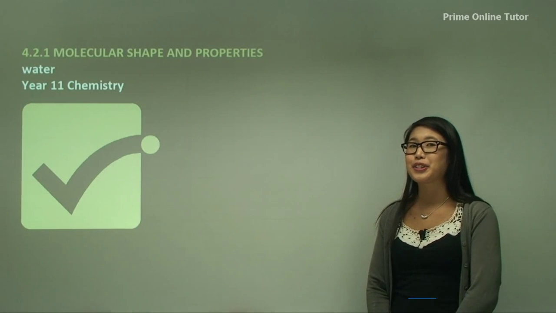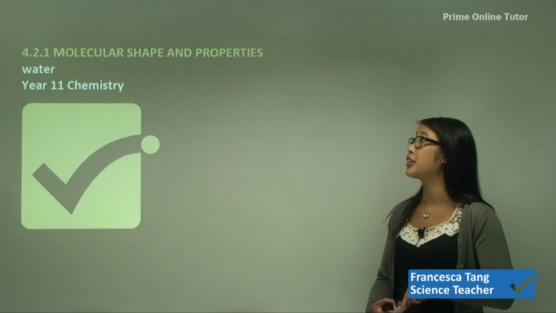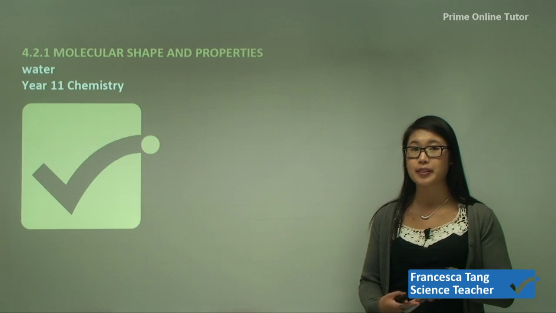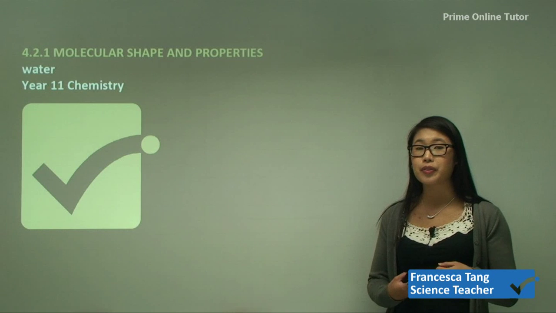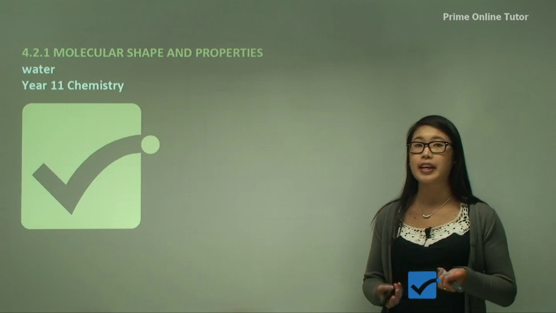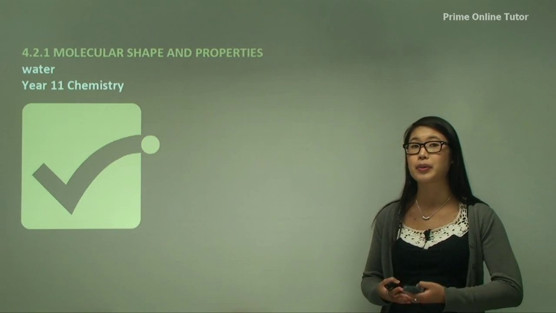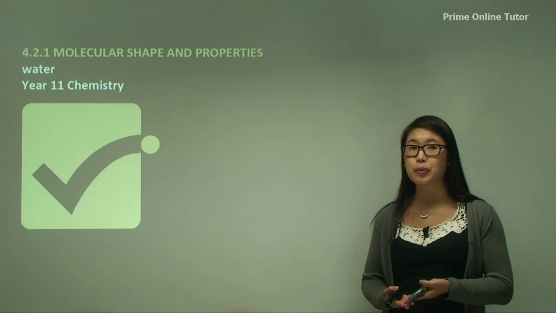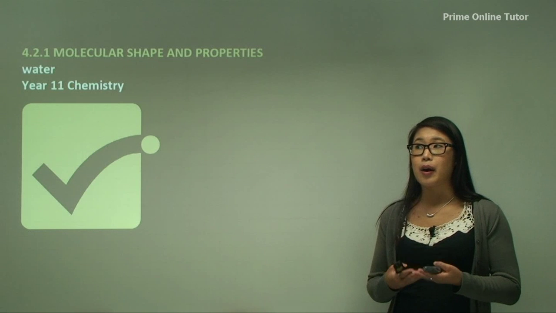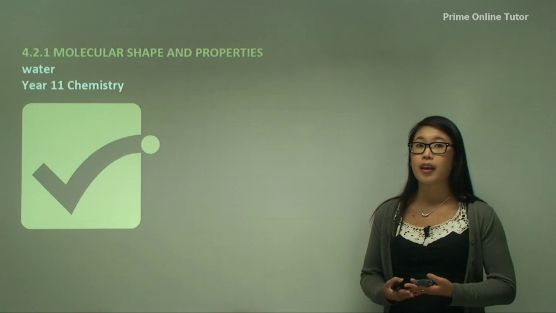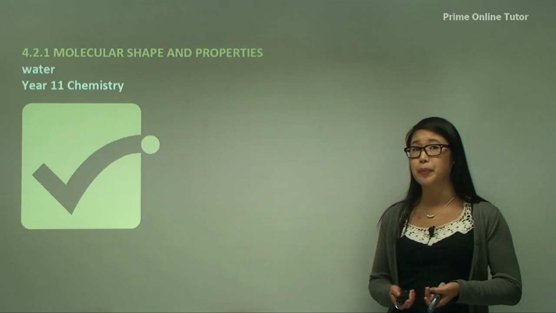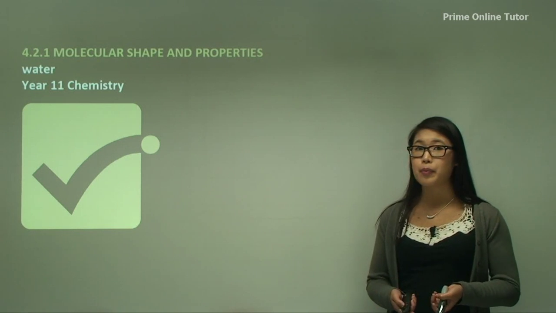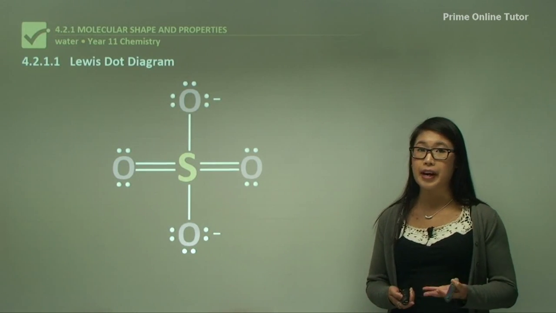Hi guys, so today's lesson we'll be looking at molecular shape and how this relates to its properties. The molecular shape is really important in giving us an indication of how it interacts with other molecules and therefore its physical properties. Physical properties include how well it dissolves in water, its melting point, as well as its boiling point. Today we'll be focusing on the Lewis dot diagram.